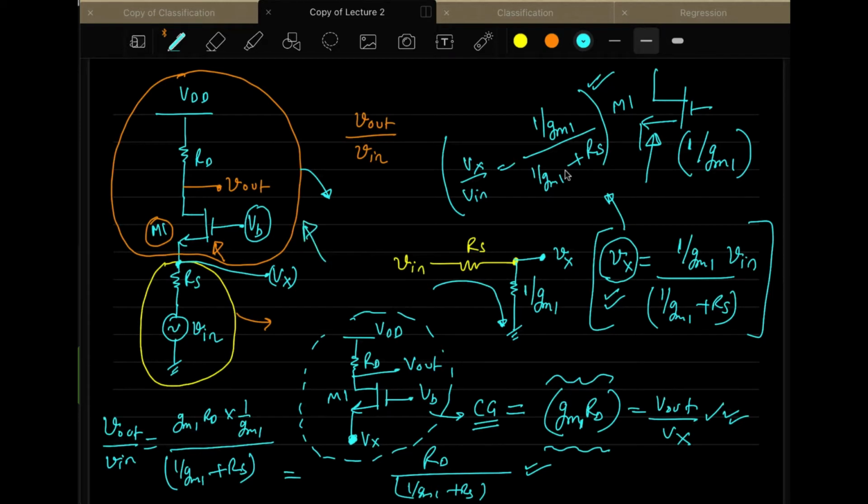You can solve the other way around, as I told you earlier also. You can replace the MOSFET M1 by its small signal equivalent and solve for Vout by Vin. You will get this same answer. But the way we have done it is a simpler approach compared to that, because you already know the voltage gain for this particular circuit. So why not make use of that? That is the main advantage of solving a circuit by dividing it like this.